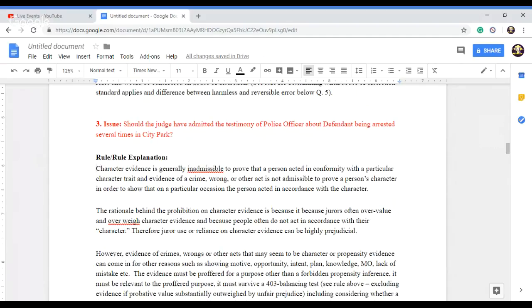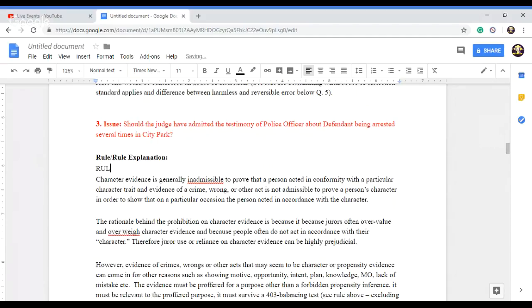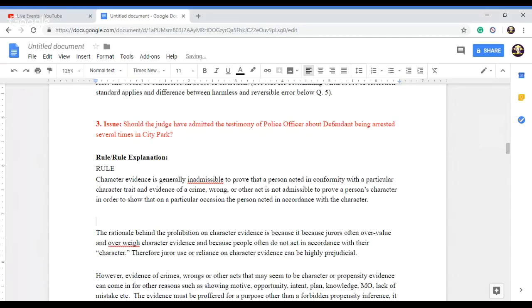So I'm going to type here, RULE. That's the rule. And we can put rule 404, but now we know for sure that's the rule for character evidence that we're going to be leaving. Not too long, about one sentence, and it's a pretty long sentence, but it's just one sentence. Here, the rationale behind, boom, let's put rule explanation. So this is our rule explanation.